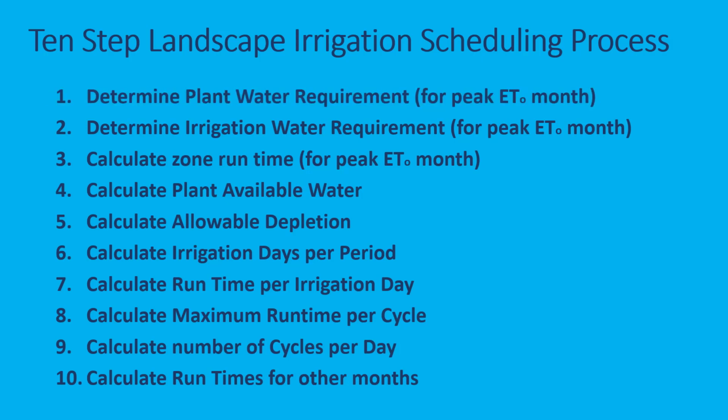1. Determine plant water requirements for the peak reference evapotranspiration month. 2. Determine irrigation water requirement for the peak reference evapotranspiration month. 3. Calculate zone run time for the peak reference evapotranspiration month. 4. Calculate plant available water. 5. Calculate allowable depletion.